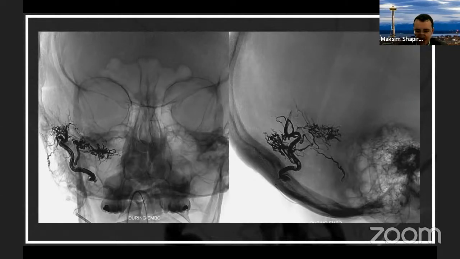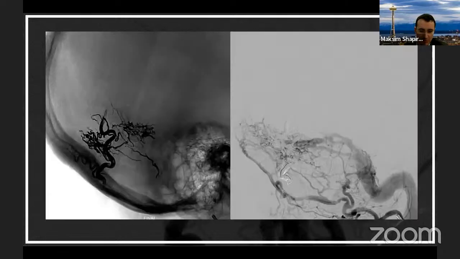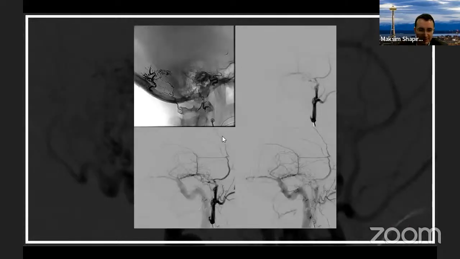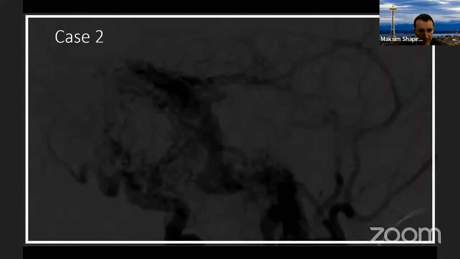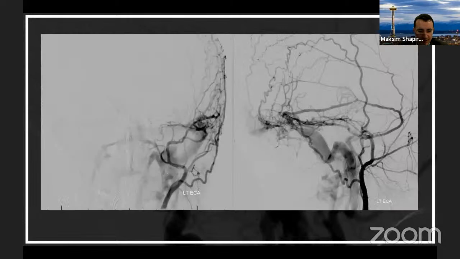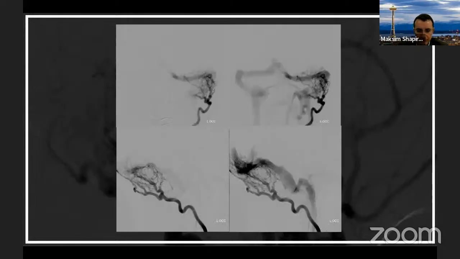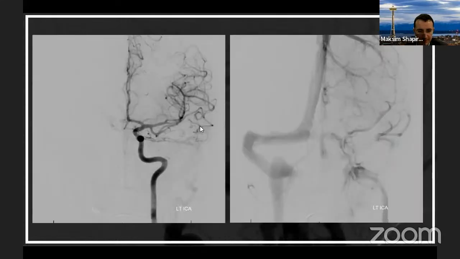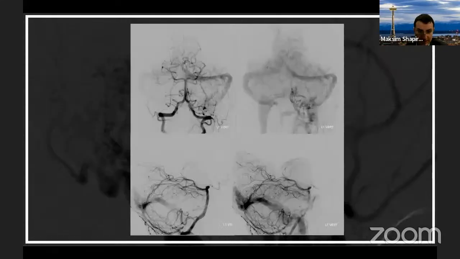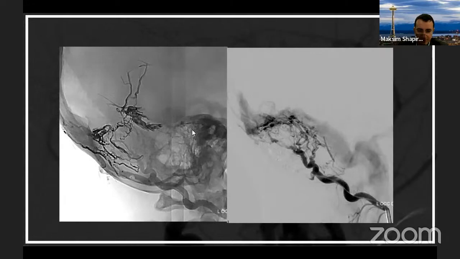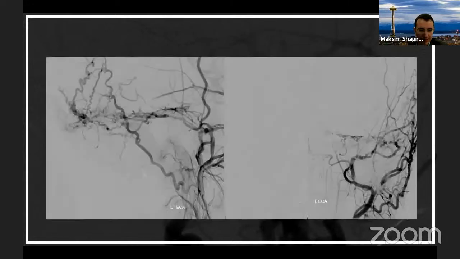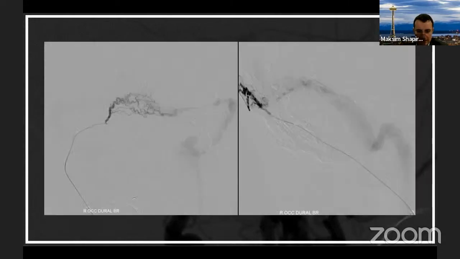You see a transarterial Onyx injection, and here are a couple of other attempts more proximally that weren't very fruitful. Here's another case, again a left-sided fistula, big, with a lot of contribution and relatively more congestion here. Again, some other supply, transarterial, transarterial, transarterial, and you see what happens.